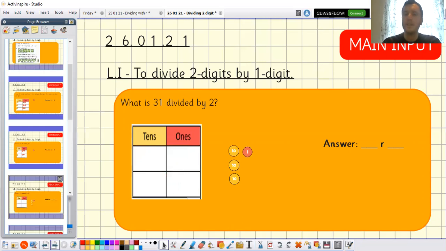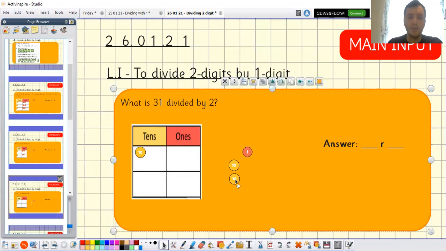Let's look at one more together. And this one's going to be a little bit trickier. Now, this one says 31 divided by 2. Now, because we're dividing by 2, I've split my place value grid into 2 groups. Let me start with my tens. I've got, oh, it's disappeared once again. There we go. 1 10 in that group, 1 10 in this group. I've got 1 10 spare.